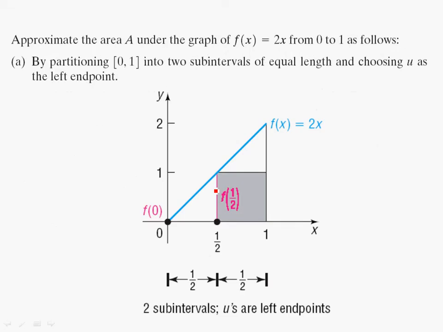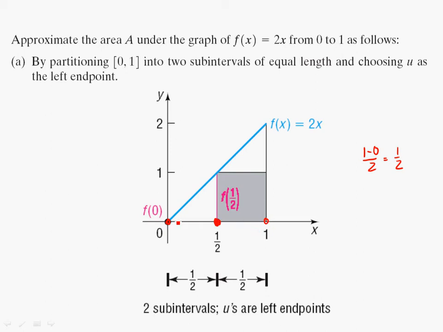Approximate the area under the graph of 2x from 0 to 1 by partitioning the interval 0 to 1 into 2 subintervals of equal length and choosing u as the left endpoint. Now unfortunately they did a bunch of this already for you. So if we go from 0 to 1, you would do 1 minus 0 divided by 2, which is a half. That's why they put a dot at a half, because we now divided it into 2 intervals.